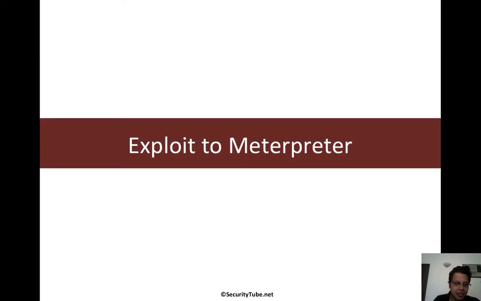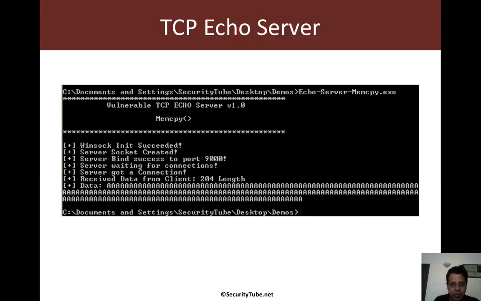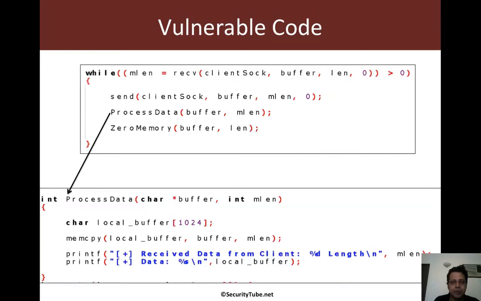Now in the last video, we showed you how to go from ret overwrite to a remote code execution. And in this video, we look at getting from a working exploit to a Meterpreter on the box. So we'll again use the TCP Echo Server. And if you haven't already downloaded it, please use the link below the video to do so.